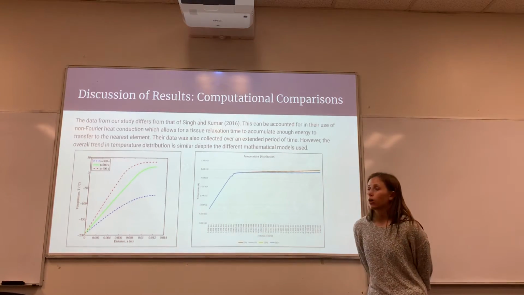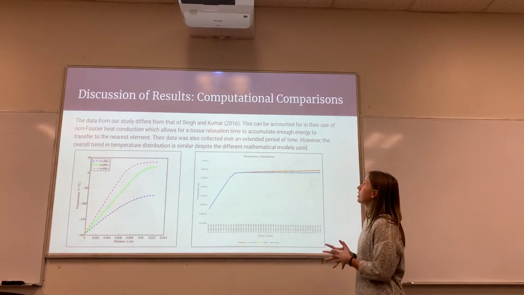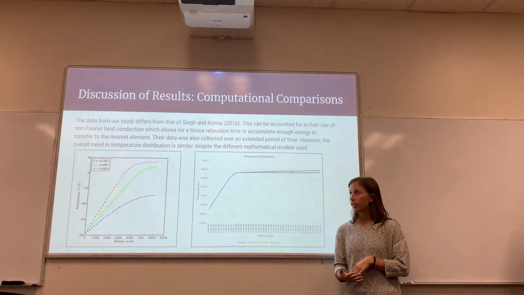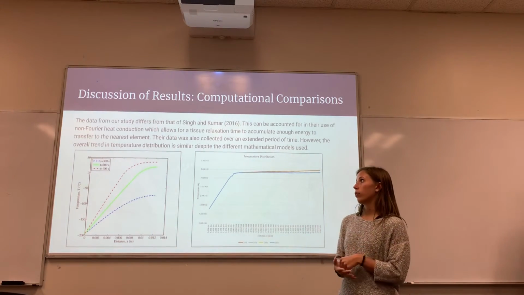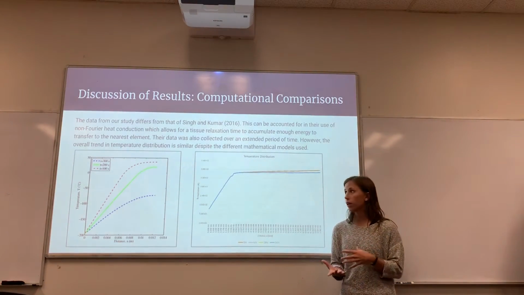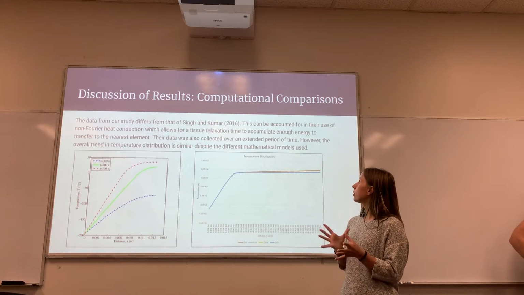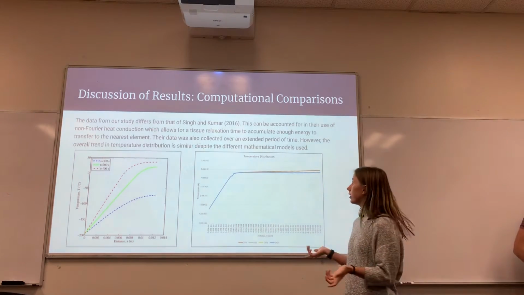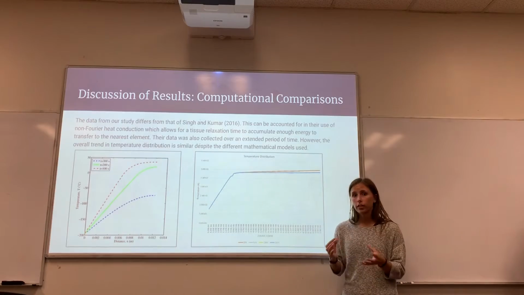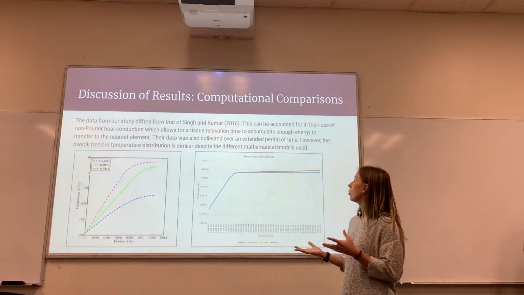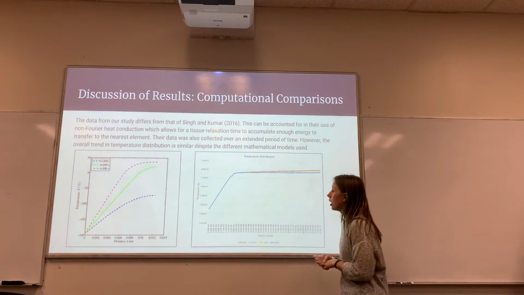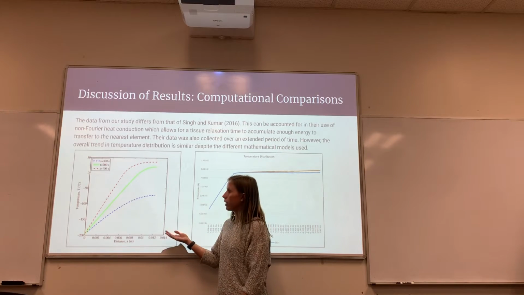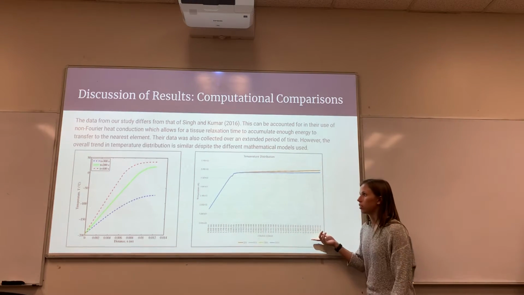So the data from our study differs from Singh and Kumar. This can be accounted for by the fact that they used non-Fourier heat conduction, whereas we did use Fourier heat conduction. And by them using the non-Fourier heat conduction, they could allow for a tissue relaxation time, and this allows the accumulation of enough energy to transfer to the nearest element. Their data was also collected over a longer period of time. However, the overall trend in the temperature distribution is similar despite these mathematical differences in the models used. This is their study distribution, and theirs is set up in degrees Celsius, and this is our study distribution, and it is set up in degrees Kelvin.